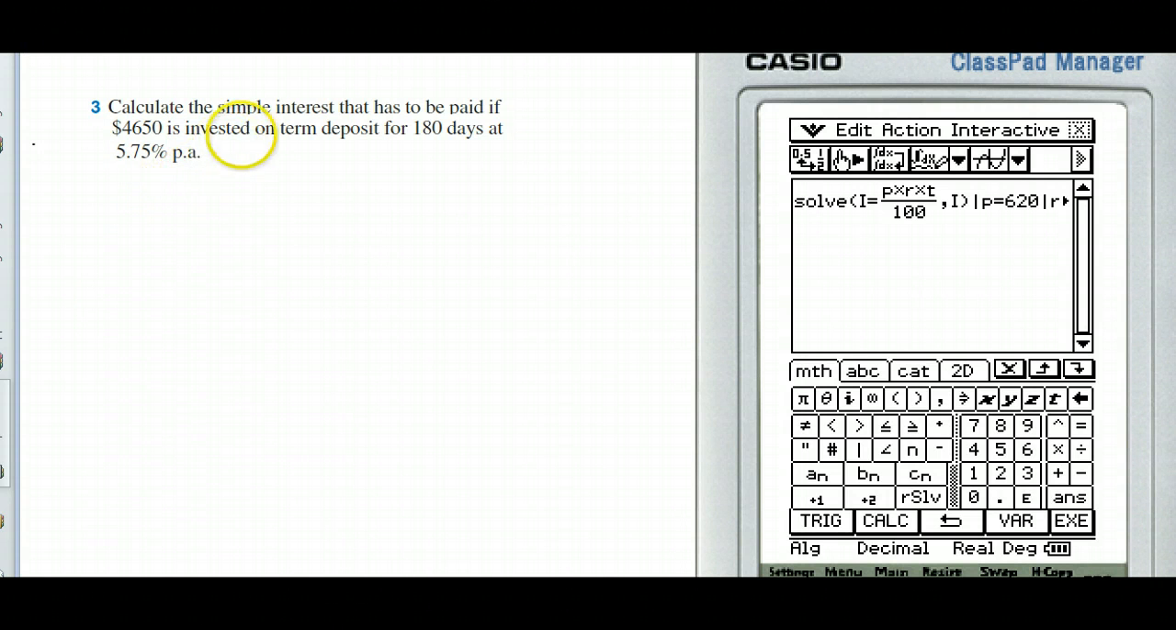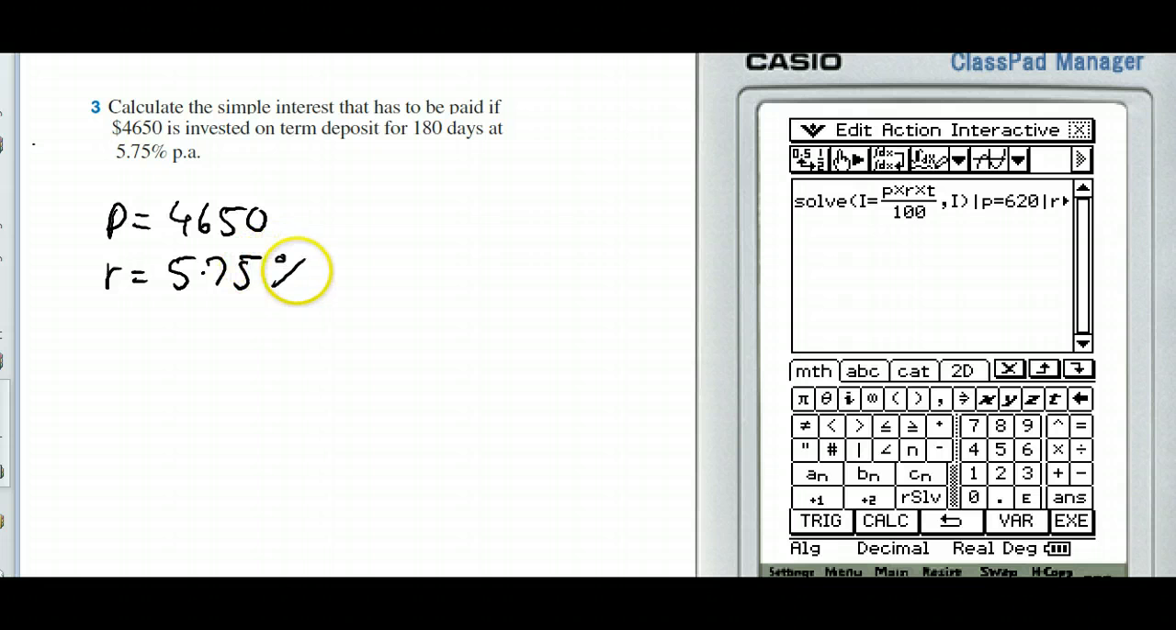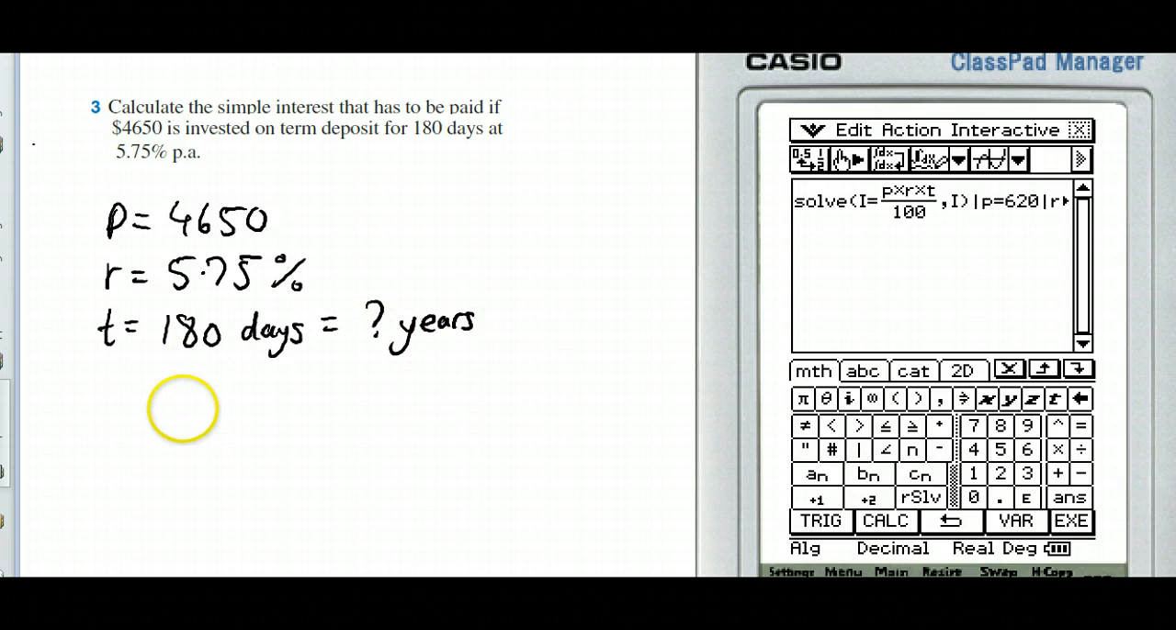Okay, in this question, we've got to calculate the simple interest that has to be paid if $4,650 is invested on term deposit for 180 days at 5.75% per annum. Okay, so in this case, we've got P equals 4650. The R equals 5.75% per annum. and the amount of time. Now we've got to express this in years, but they've given it to us as 180 days. Okay, so we've got to convert that into years, and here's how we do it.